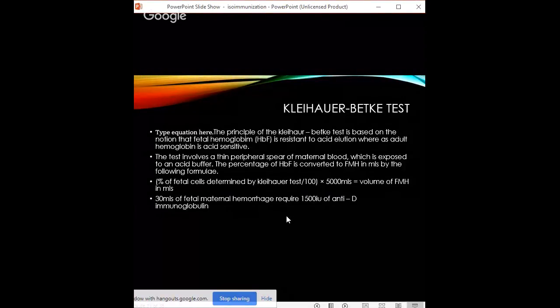Right, so note this well, the basis of the Kleihauer test, as I think this is one of your MCQs somewhere, or past MCQs at least. It might have shown up in your mid-clerkship, I don't know. Okay, carry on.